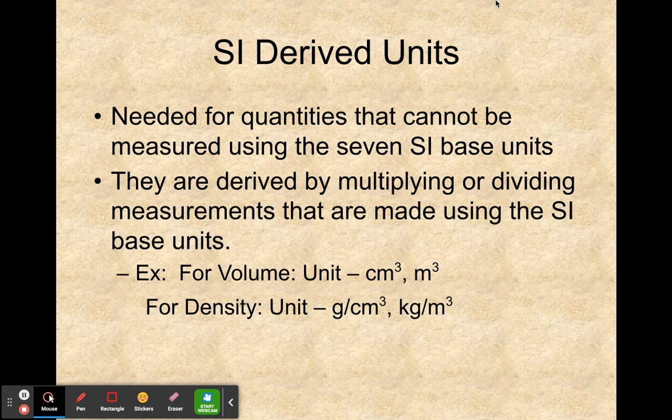So for volume, the unit is centimeters cubed or meters cubed, if you're measuring a solid. For density, the unit is grams divided by centimeters cubed or kilograms divided by meters cubed, because in order to find density, you have to divide the mass by the volume.